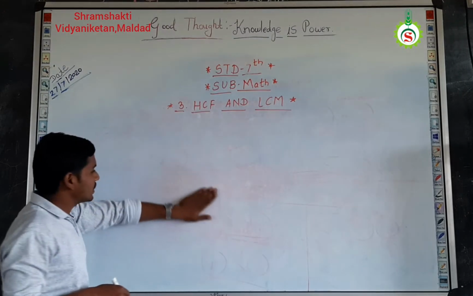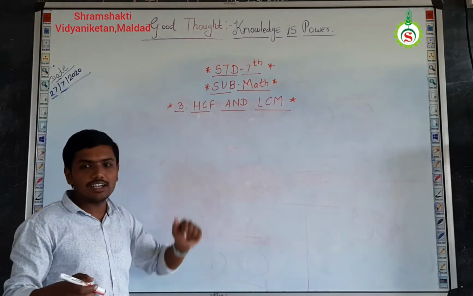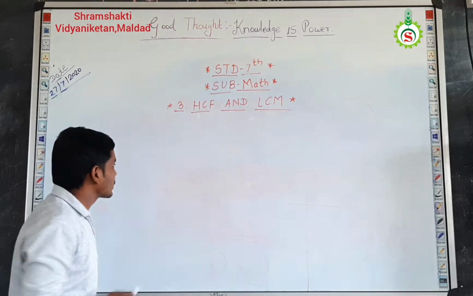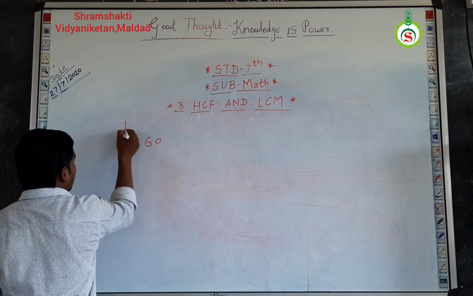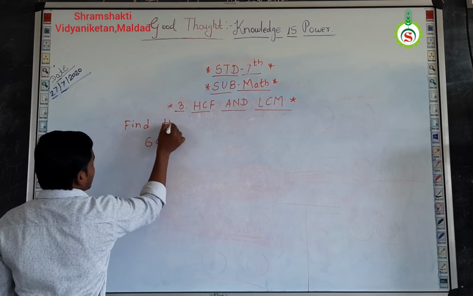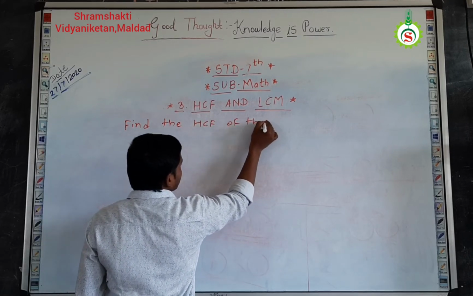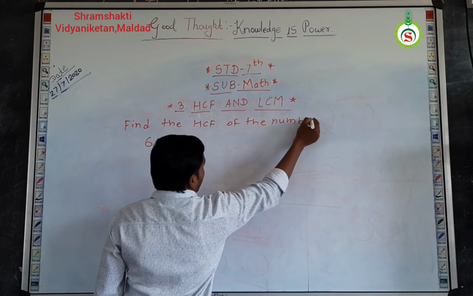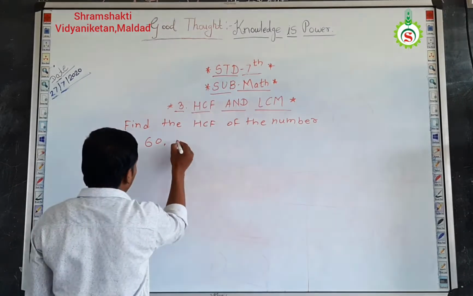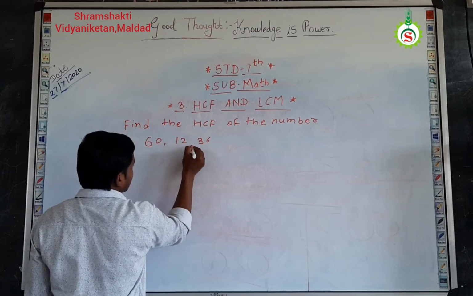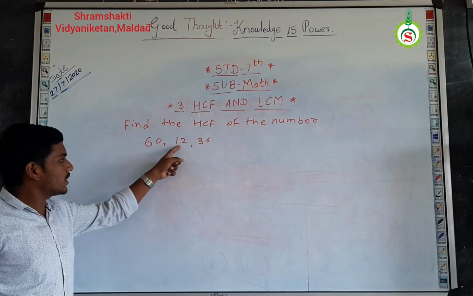For revision purposes, we will take one example based on finding the HCF by the factorization method. I will take three numbers. The question is like that: find the HCF of the numbers. The numbers are given like that: 60, 12 and 36. That means they have given us three numbers, which are 60, 12 and 36.